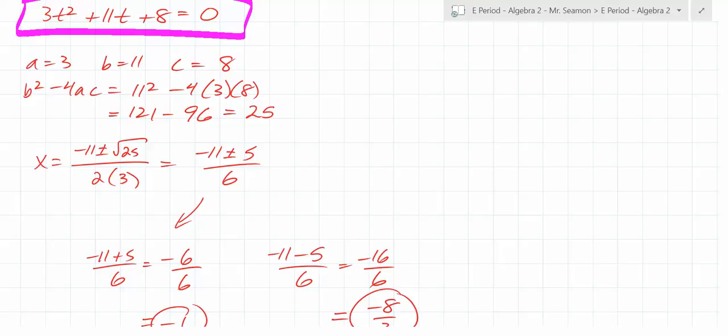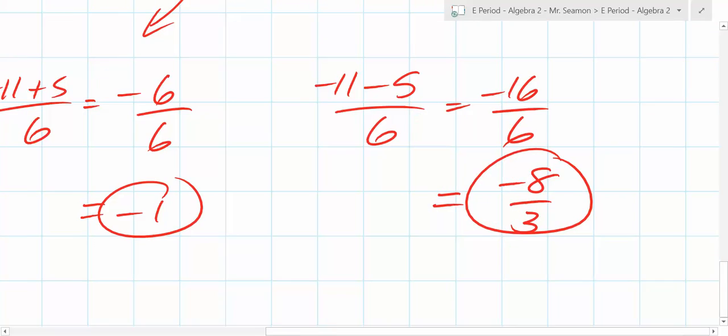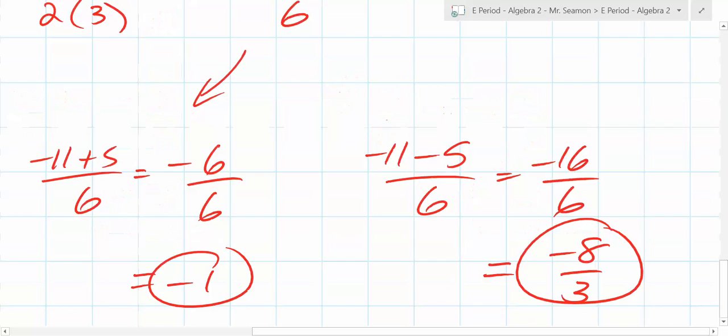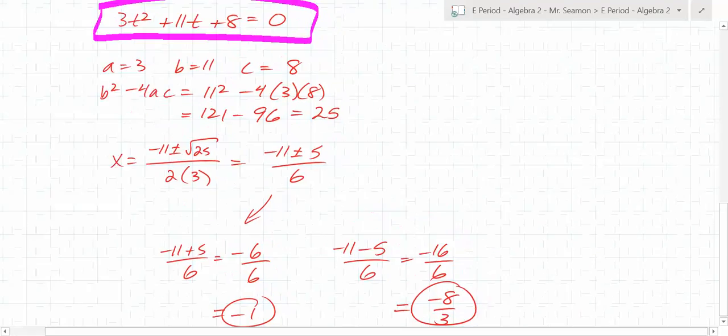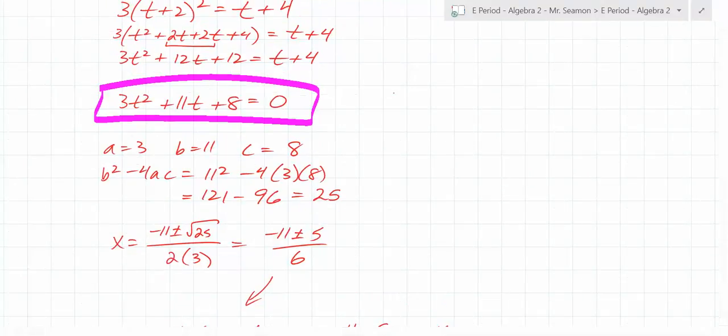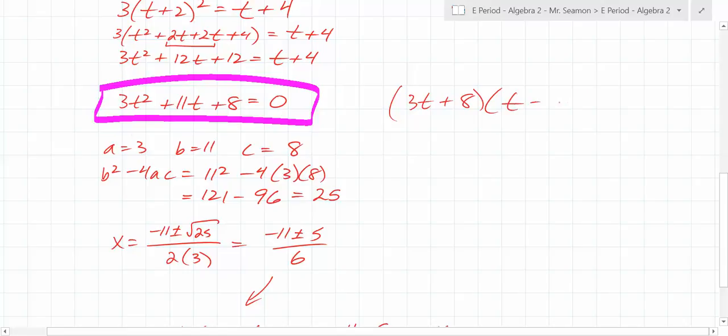That being said, these two numbers strongly indicate that we should be able to theoretically factor this. So you could do 3t plus 8, and then t minus 3, I don't know. t minus, well, t plus 1. t plus 1. Does that work? Yeah. It does work. So this was factorable.